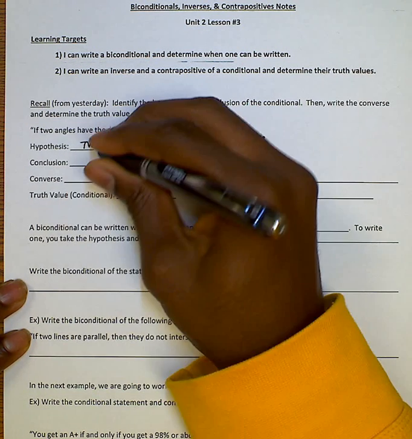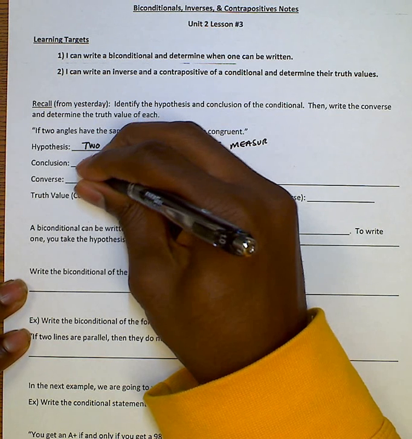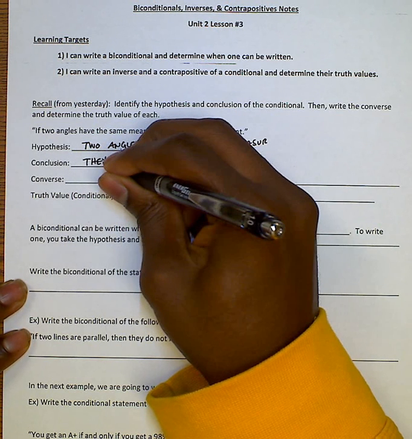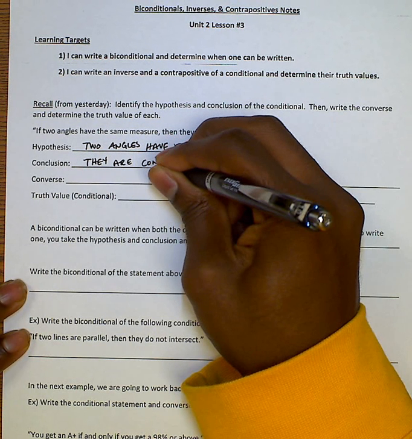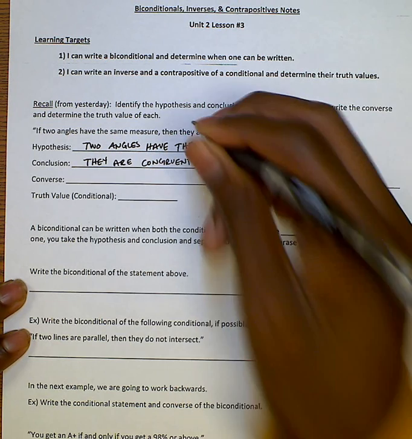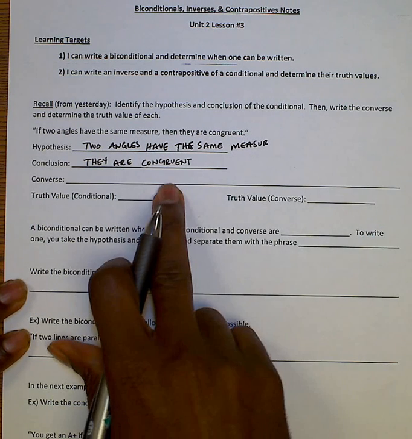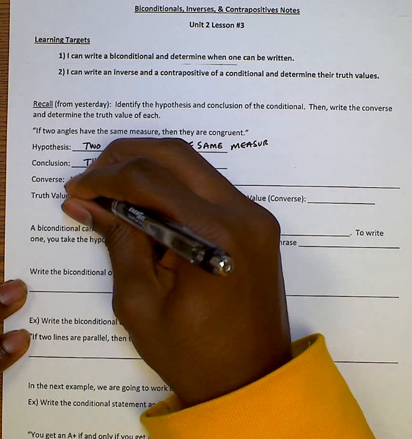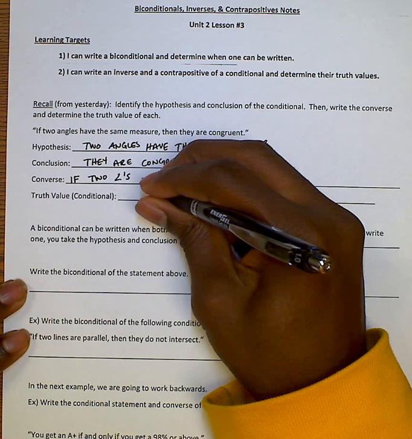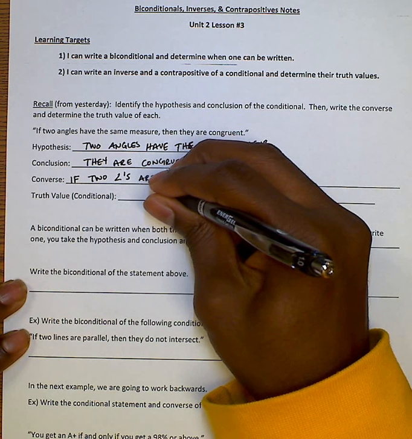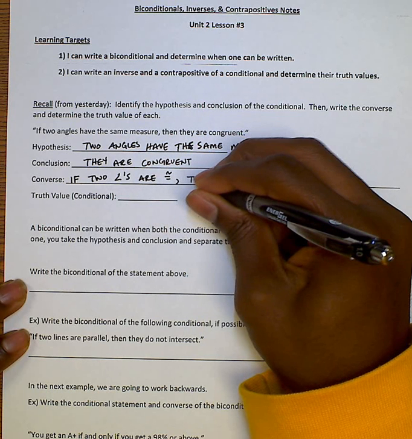The conclusion would be the part following the then: they are congruent. Okay. And the converse would be flipping the hypothesis and the conclusion. Okay, so if two angles are congruent, then they have the same measure.